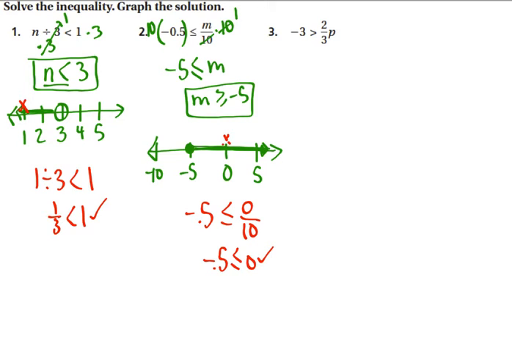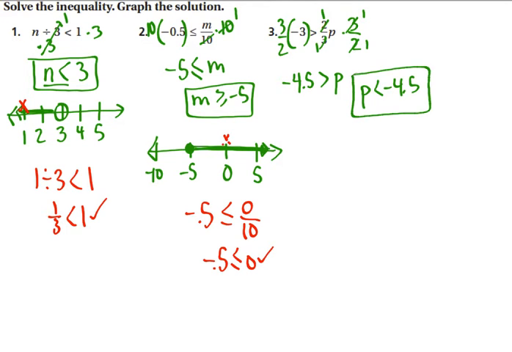Okay, number 3. Negative 3 is greater than 2/3 of p. I need to multiply both sides by the reciprocal, 3/2. That's going to get rid of 2/3. So I get 1p. And 3/2 times negative 3 is negative 4.5. So p is less than negative 4.5 if we put the p first.